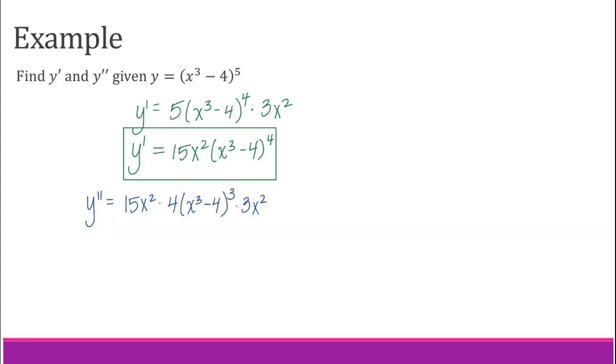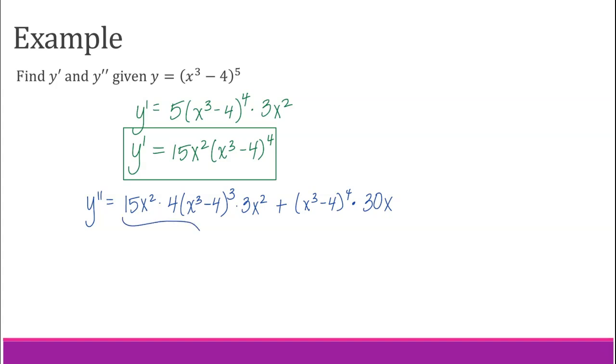We're halfway done with the product rule, so now we have to do plus, and then we'll leave that second function alone this time, (x cubed minus 4) to the 4th, and then times the derivative of that first function now. So the derivative of 15x squared is just a power rule, so we'll have 30x. From here, we want to simplify.